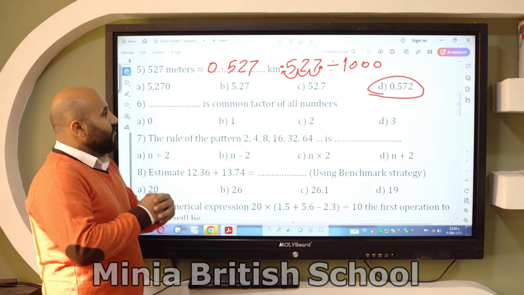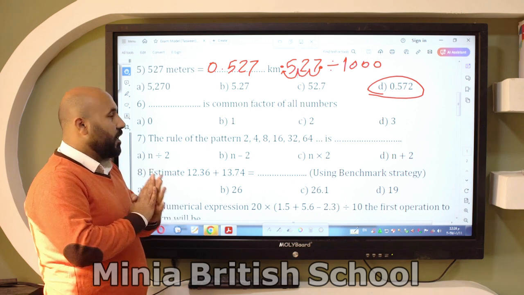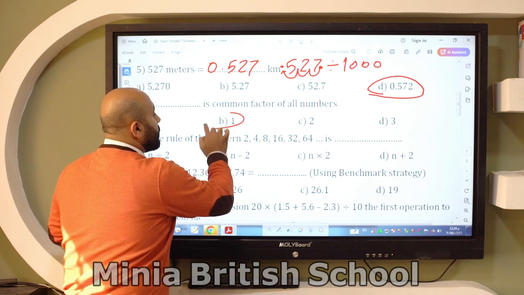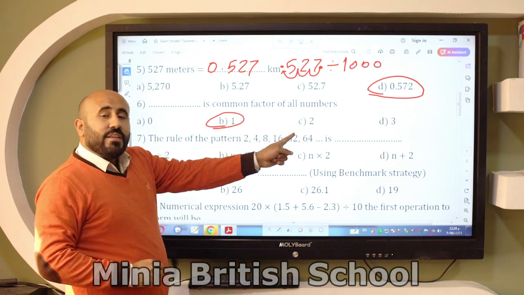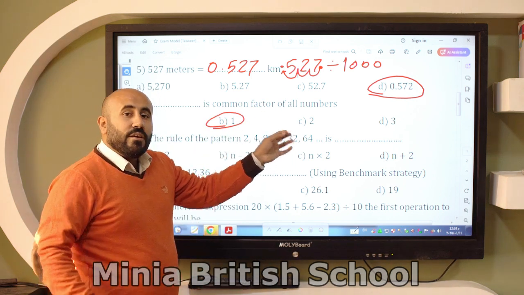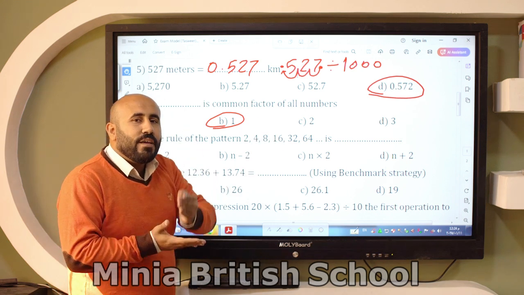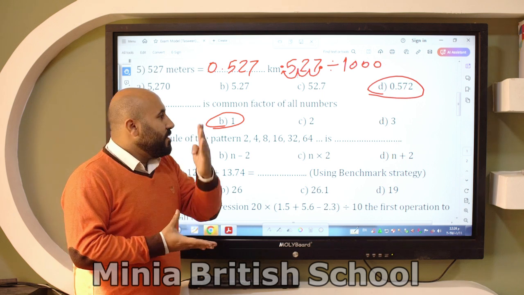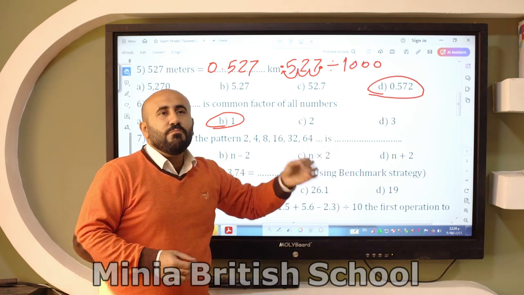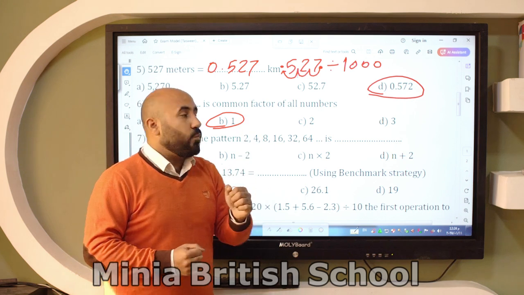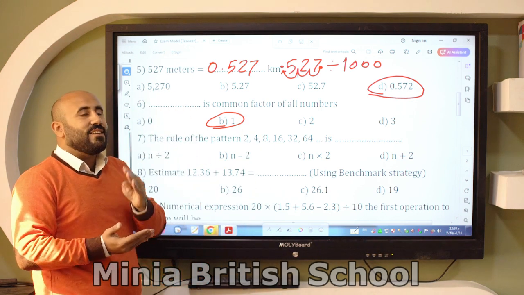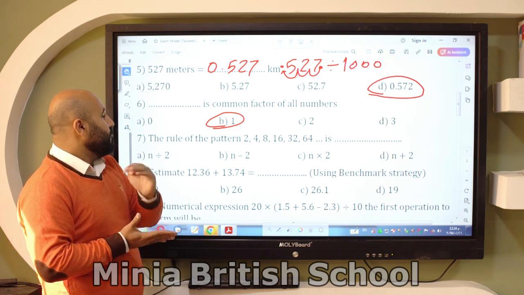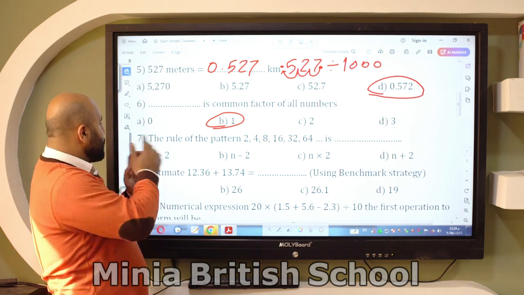What is the common factor of all numbers? As you all know, the common factor of all numbers equals 1. 2 has 2 factors. 2 is the smallest prime number ever and the only even prime number. 3 is the smallest odd prime number. What about 0? 0 is the common multiple of all numbers. Okay, let's get to the next.